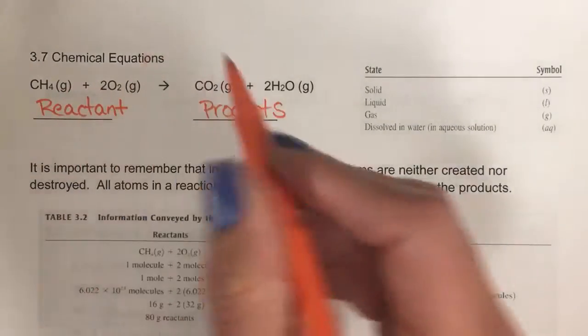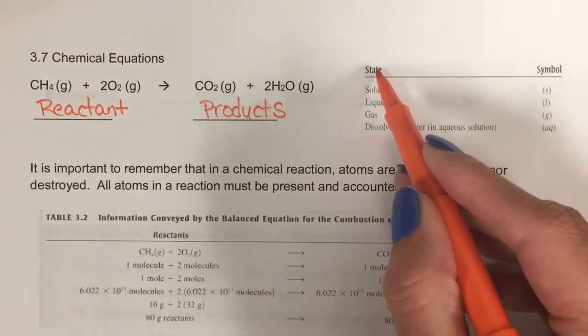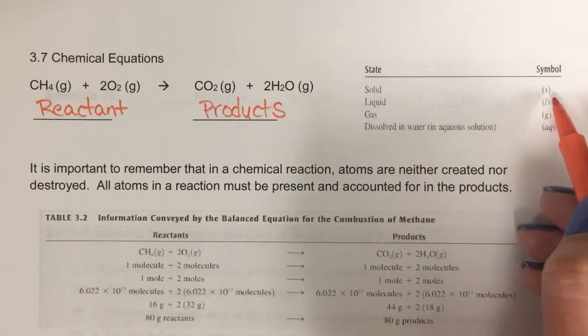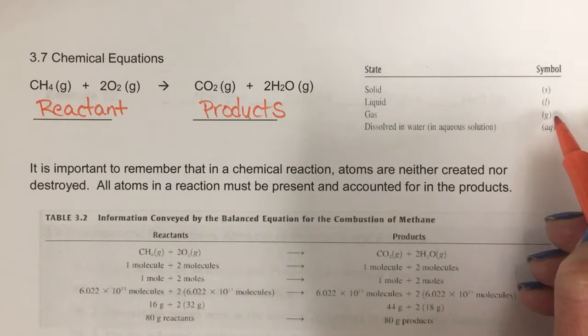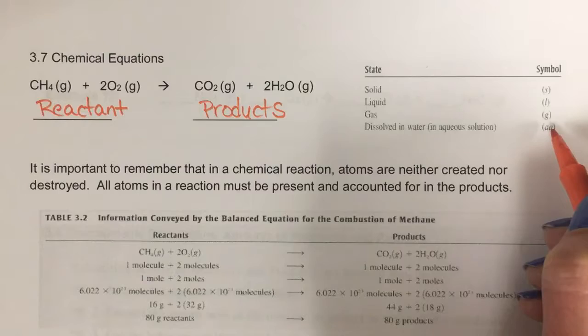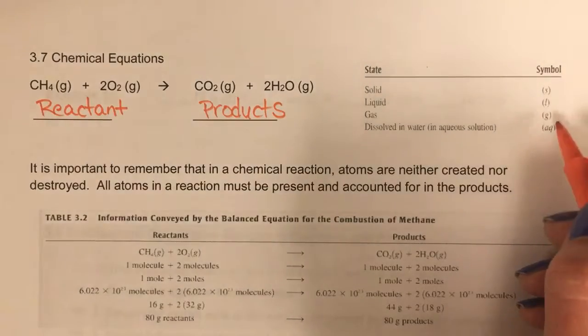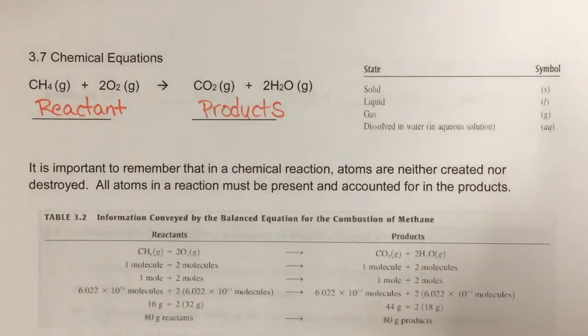The symbols in the parentheses represent the state: S for solid, L for liquid, G for gas, and AQ for aqueous, or dissolved in water. Okay? So I can already tell some information.